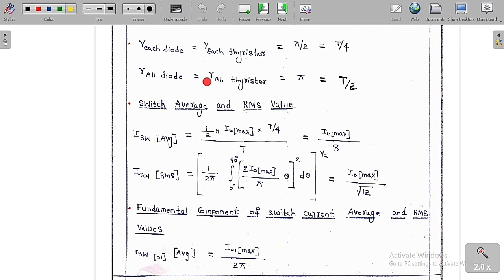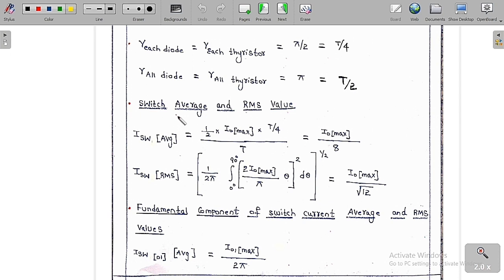All diodes means D1, D2, D3, D4. If you take everything, they are going to conduct for only pi degree or T by 2. Similarly, the conduction angle of all thyristors or all diodes is again the same, pi or T by 2. So if you want to know the average switch current and the RMS value of switch current.